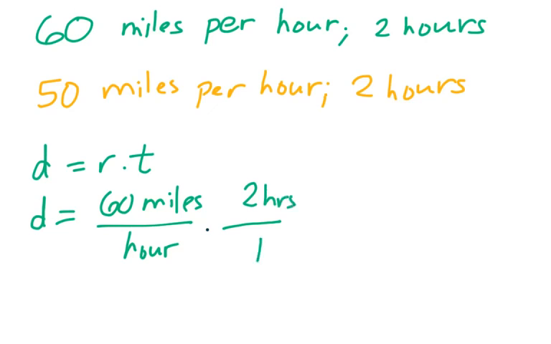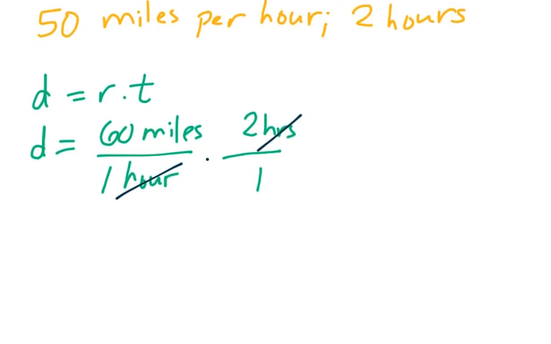I like to write it over 1 just so it's sort of organized and easy to read, but you don't have to. Now, when we say 60 miles per hour, we mean 60 miles per 1 hour. We never say that, but that's what we're trying to say. I notice that my units will cancel, which is exactly what I was hoping for, and I'm able now to just multiply. So multiply numerator times numerator, denominator times denominator, and this leaves us for the first part of the trip 120 miles. So now let's talk about the second part of the trip.